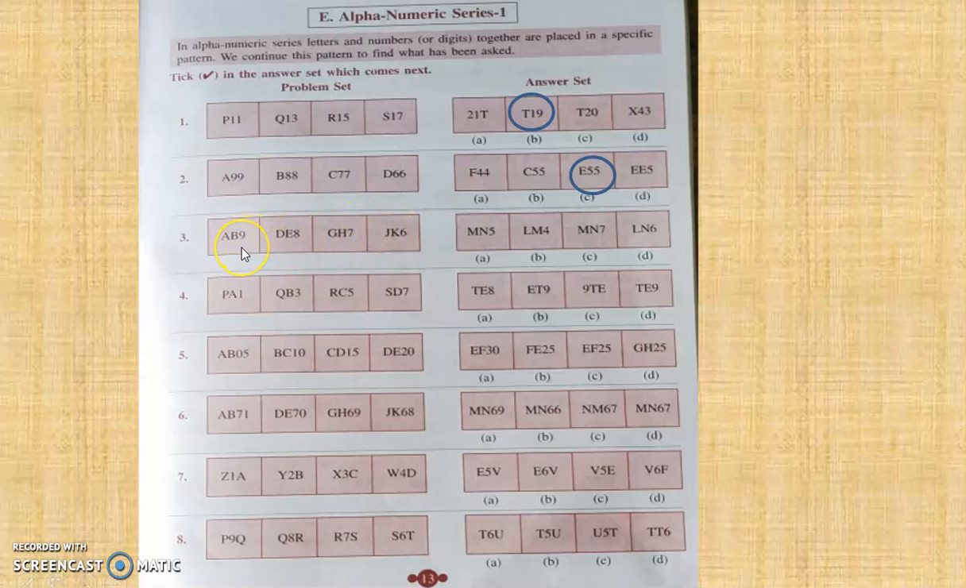If I'm checking the number series, it's coming in the reverse order, 9, 8, 7, 6. So 5 should come as the next one. So M and 5 is here. So this will be the answer for the third one. Correct. So I'm just circling it.